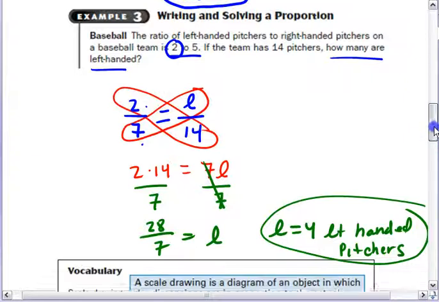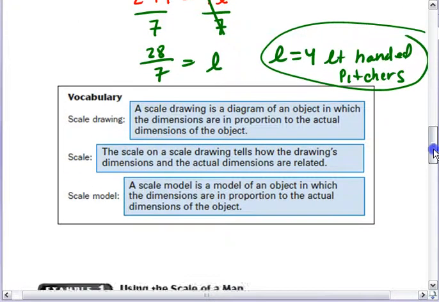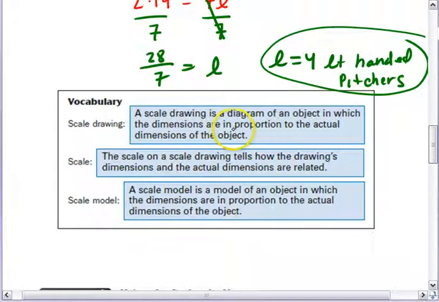Okay, now let's apply this to scale drawings. What is a scale drawing? A scale drawing is a diagram of an object in which the dimensions are in proportion to the actual dimensions of the object. Maps are a good example of this. If I have a map from Green Bay, Wisconsin to St. Paul, Minnesota, the map is to scale for the actual distance from those two cities. The scale is how the drawing's dimensions and the actual dimensions or distance are related.